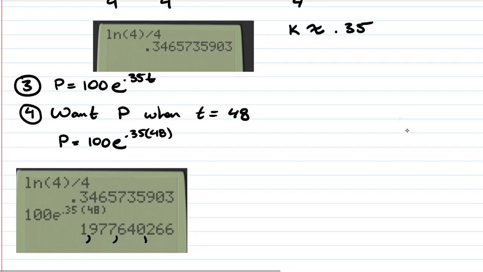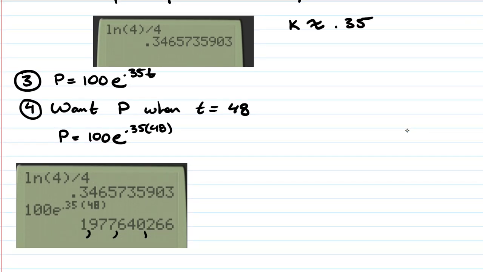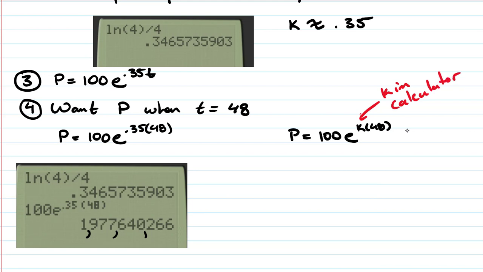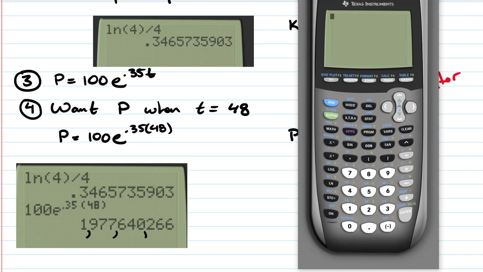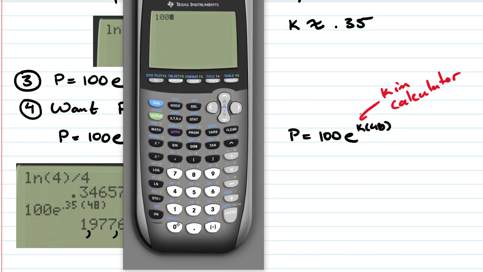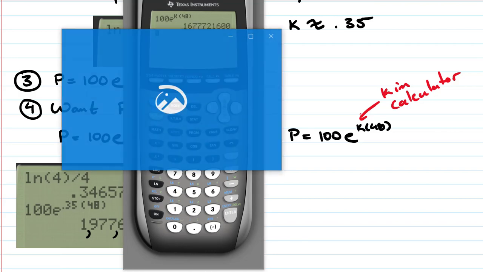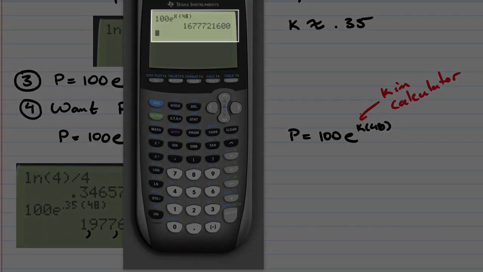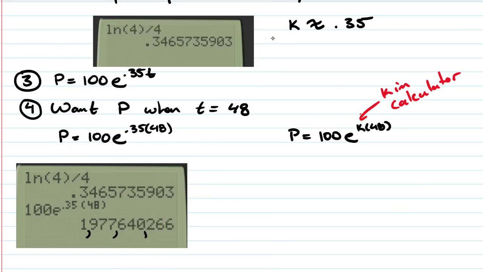So now, let's do this same thing, but let's use the K in the calculator. So P equals 100 e to the K times 48. And this time I have K in the calculator. So I type this in, and I have 100 e to the K, so Alpha left parenthesis, times 48, and I press enter. And when I do it this time, I get a very different number.